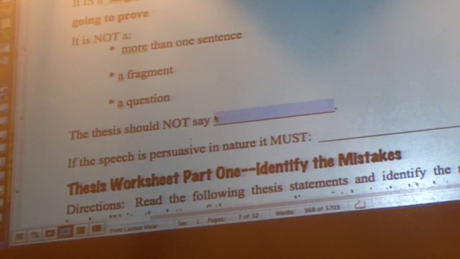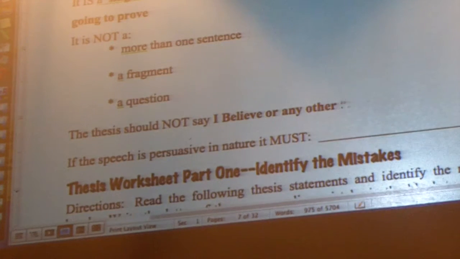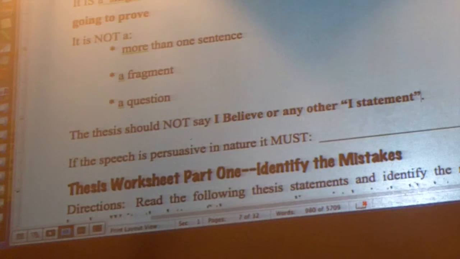Okay, I'm going to give you all sorts of rules for the sentence, and then I promise they'll all make sense. The thesis should not say, I believe, or any other I statement. Okay, your thesis should not say I. If I'm giving a persuasive speech and I say, I believe the death penalty is right, then immediately your audience is going to be like, well, I believe it's wrong, so I'm finished listening. You guys since 2nd grade have been working on identifying if a statement is a fact or an opinion, right? Remember having to go through and identify that?